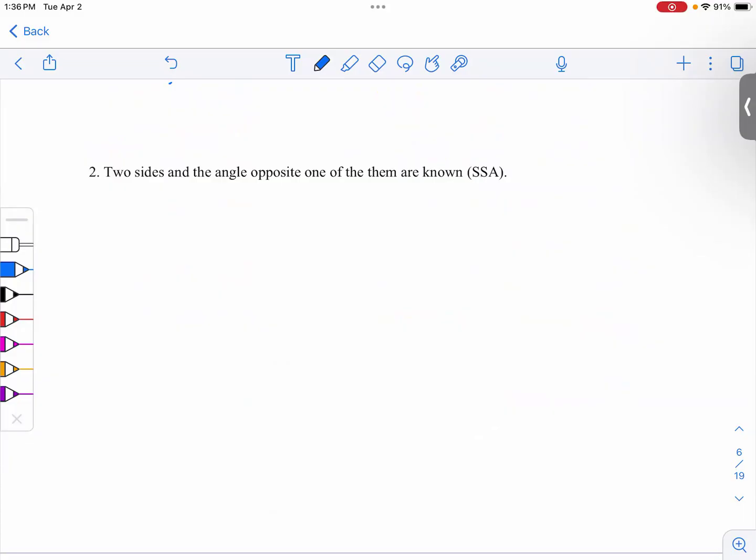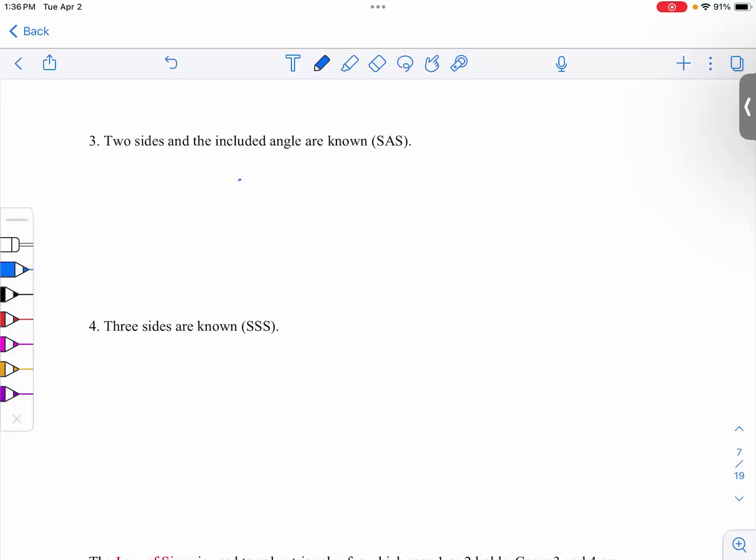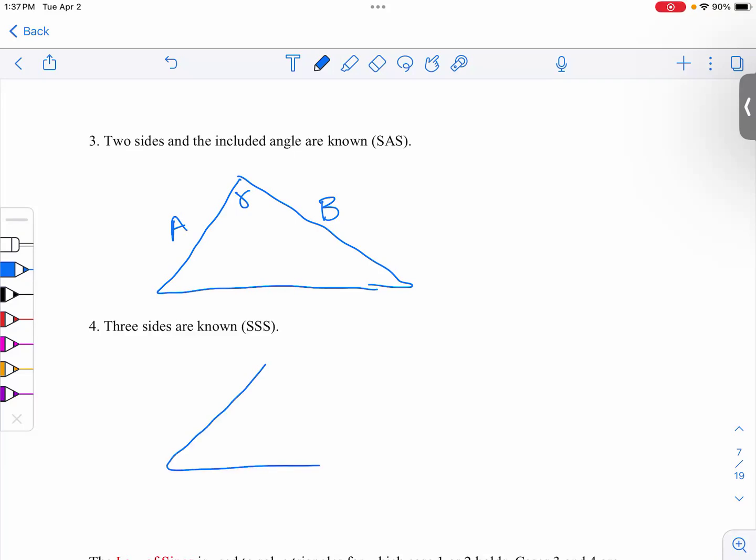2 sides and the angle opposite one of them is side side angle. So A, B, and then alpha. Side angle side, and you kind of see the pattern here, right? A, B, gamma between them, and side. This is actually the most interesting one. Side side side: A, B, C. With all the sides, you could find all the angles inside.